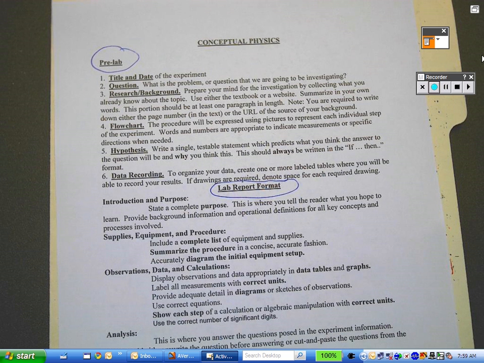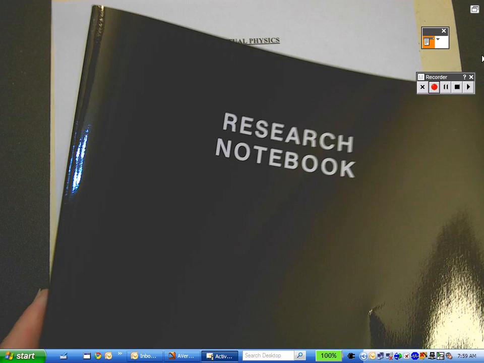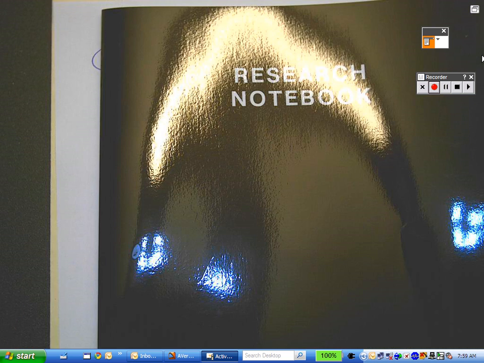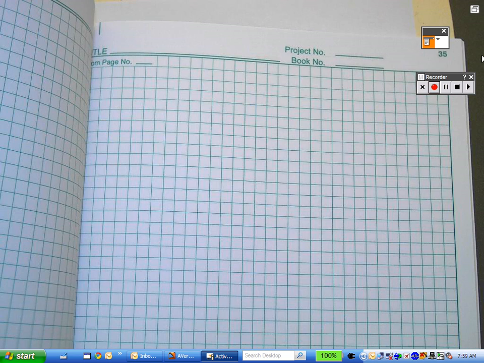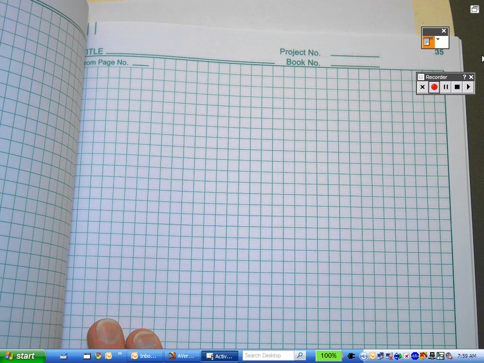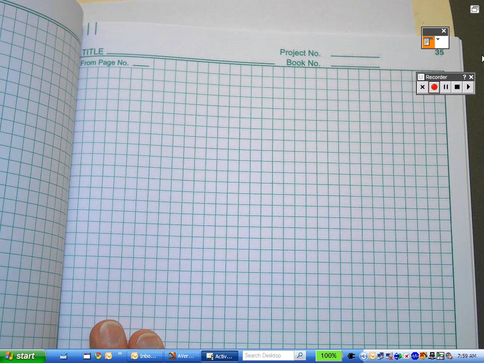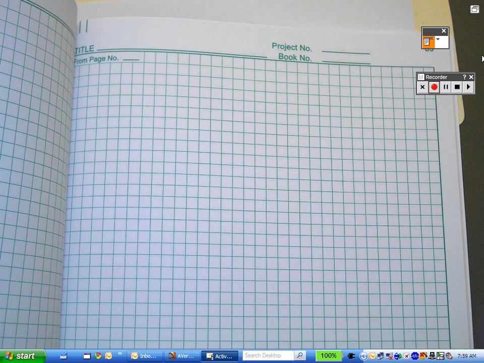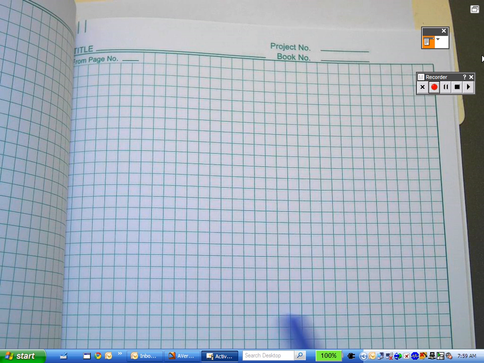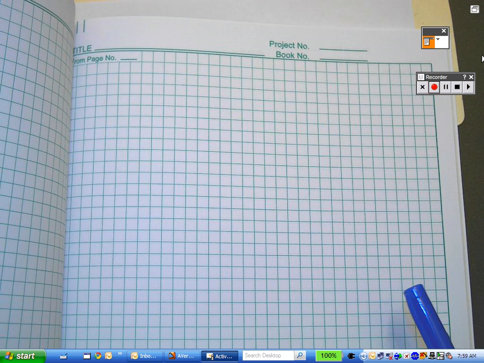So for instance, you will be doing your experiments in some kind of a lab book. And very possibly the lab book will look like this, a research notebook. If you open this up, all of the pages have something like this, and hopefully we'll have graph paper, and you can do the lab report in here. Also, if you need to make a graph, luckily the graph paper is there ready for you.